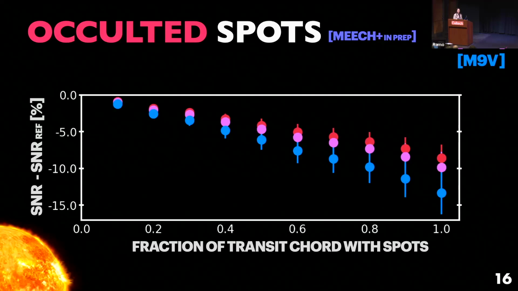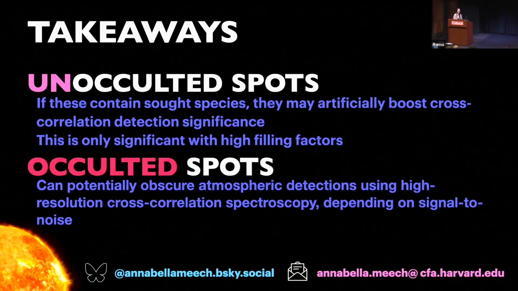So I'm just about coming to time. Some of the takeaways from the tests that we've done so far show that unocculted spots may artificially increase your cross-correlation detection significance with high-resolution cross-correlation spectroscopy. But this is only for very high filling factors. And at the low filling factors that are important for low res, we might not have that distinction. We might be less sensitive to the unocculted spots.